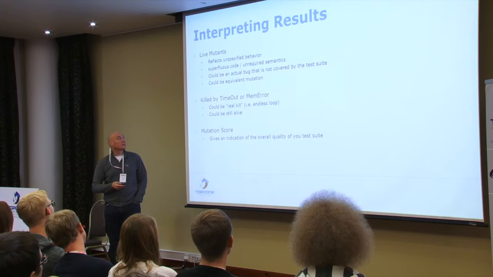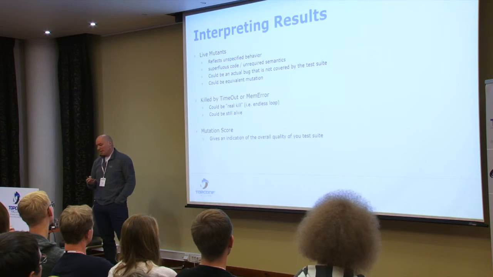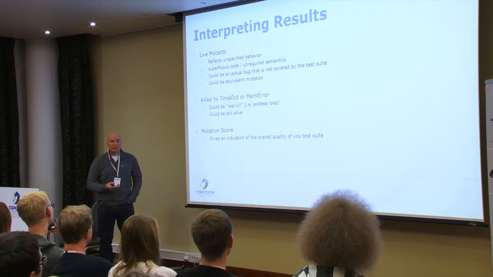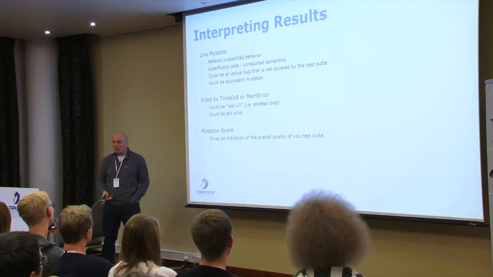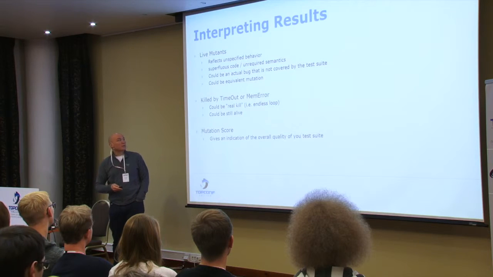So how do we interpret results? What are live mutants? They actually reflect unspecified behavior. It could be code we don't need. It could be an actual bug we haven't found with our test suite so far. Or it could be an equivalent mutation.